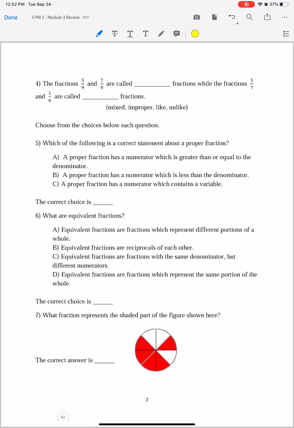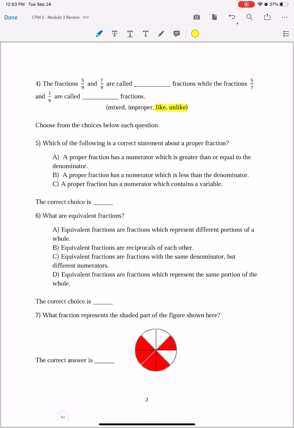Number 4, fractions 5 ninths and 7 ninths. Those are called like fractions. Okay, and those are like fractions because they have the same denominator. They have 9 in the bottom. While the fractions 5/7 and 1/6 are called unlike fractions because one has a 7 in the bottom, one has a 6. So if it doesn't have the same denominator, the same bottom number, then they're unlike.